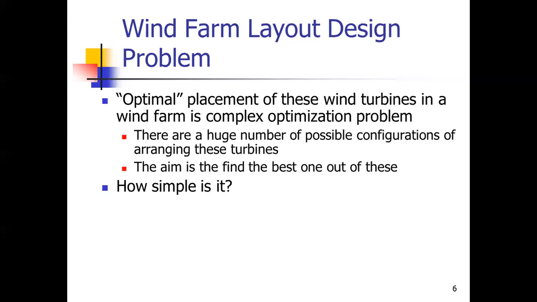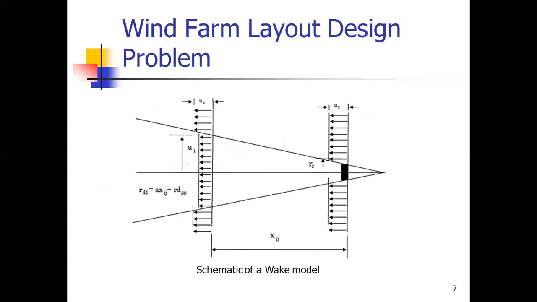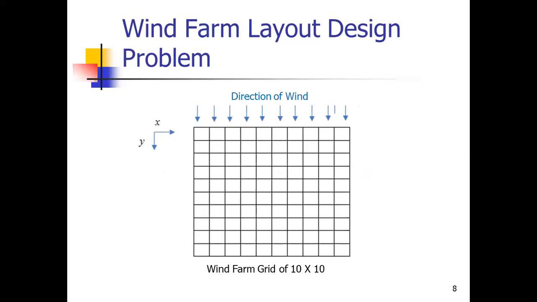Because you have so many possible configurations that can exist, and we need to find the best one out of these. Now, in terms of talking, it appears to be very simple. We just try different permutations, combinations here and there, and see which one gives you the best output. Well, it's not as simple as that. I'll come back to this figure a little later, but let me just try to explain to you the complexity of this problem.